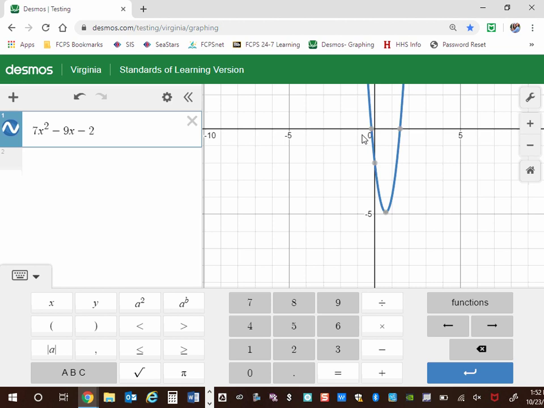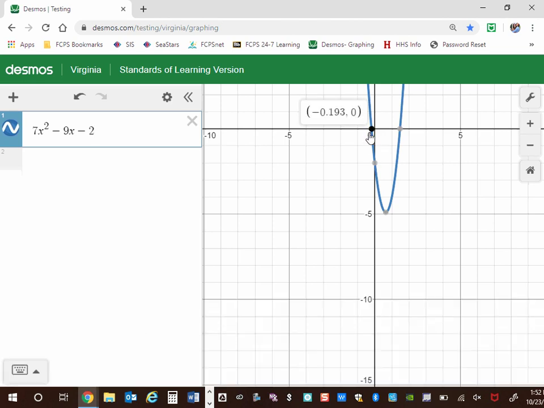All right, Joanna, what'd you get for your x-intercepts? Where are we crossing the x-axis? 1.49, 0. And then are you looking at your y-intercept or are you looking at this one? All right, so 1.479, right? And then you got negative 0.193.